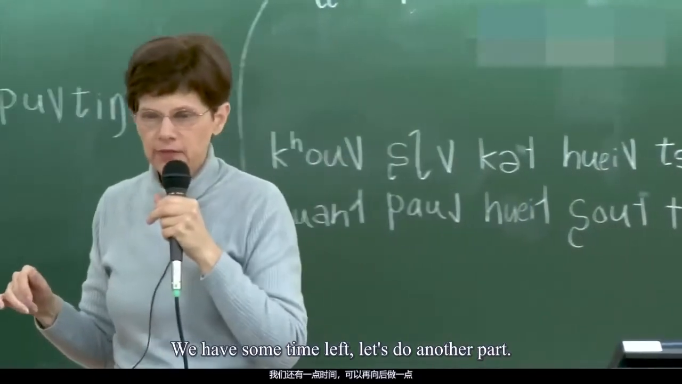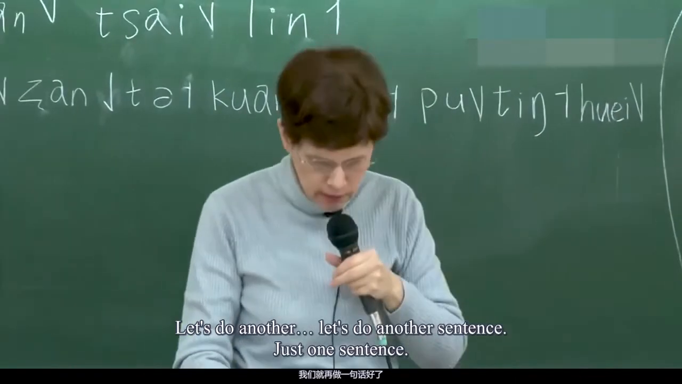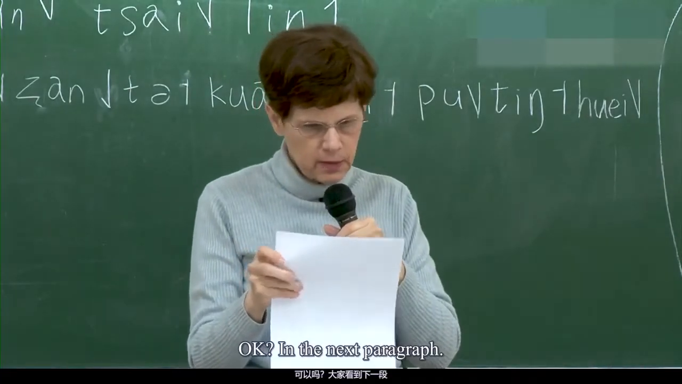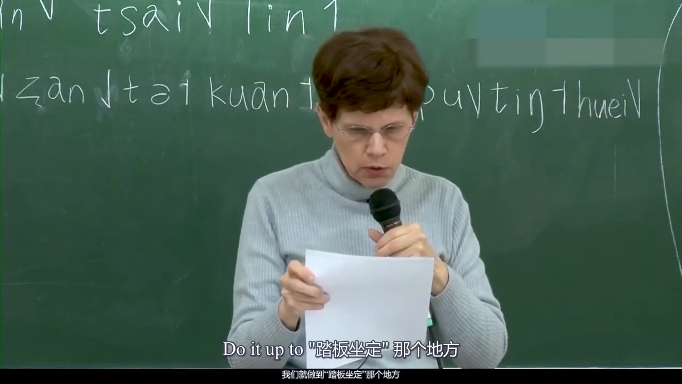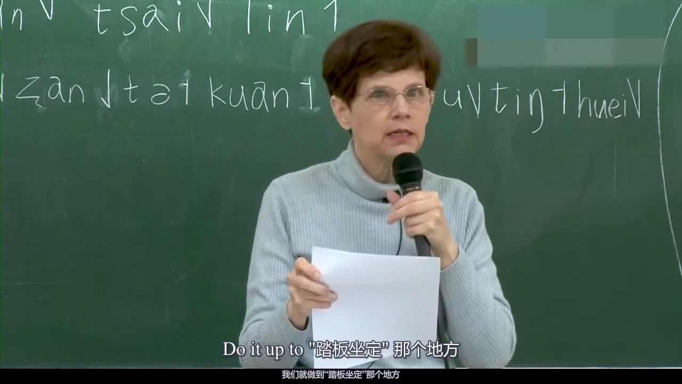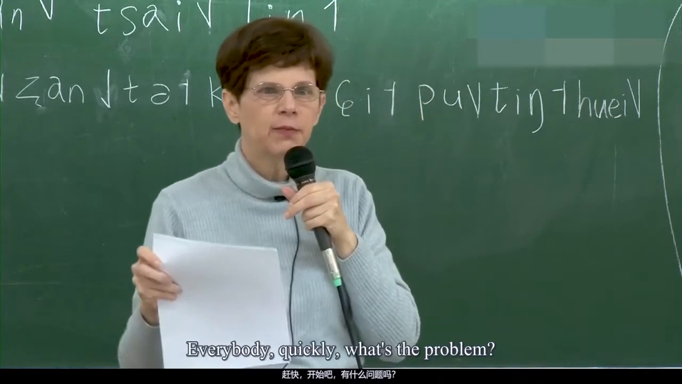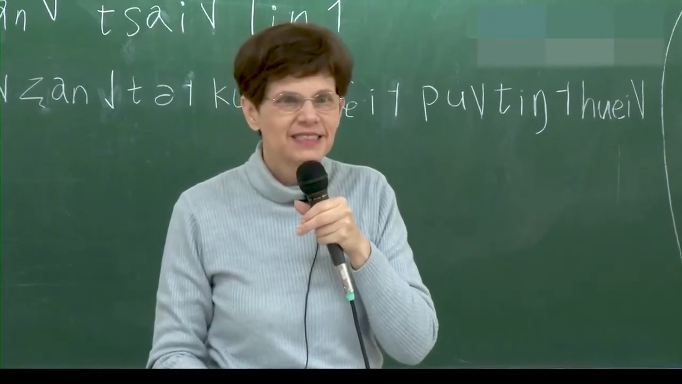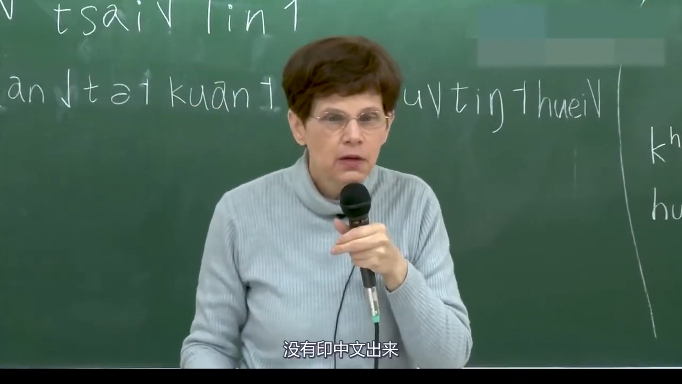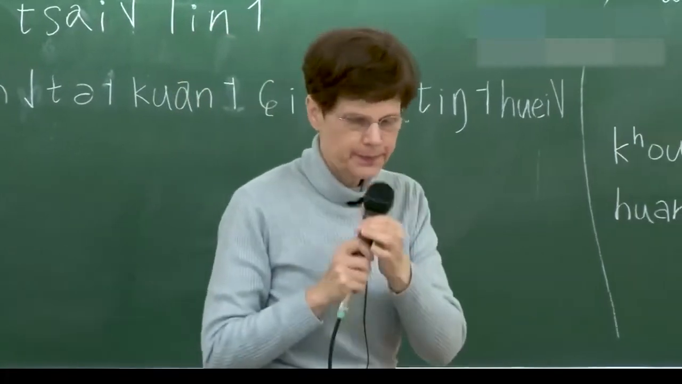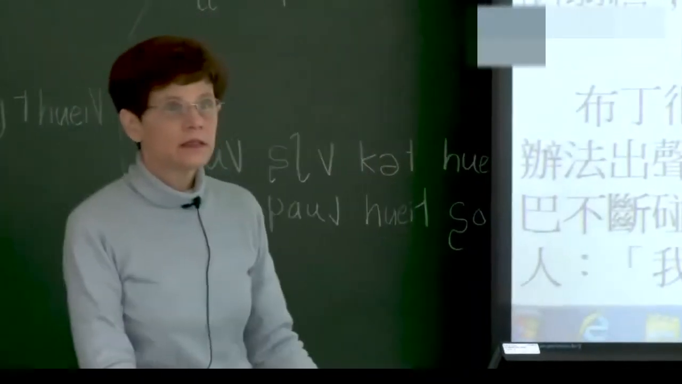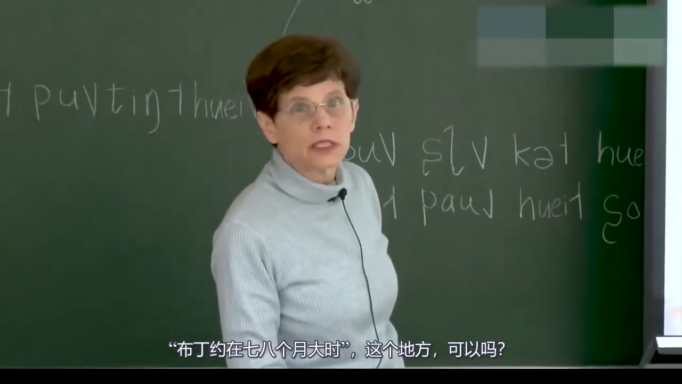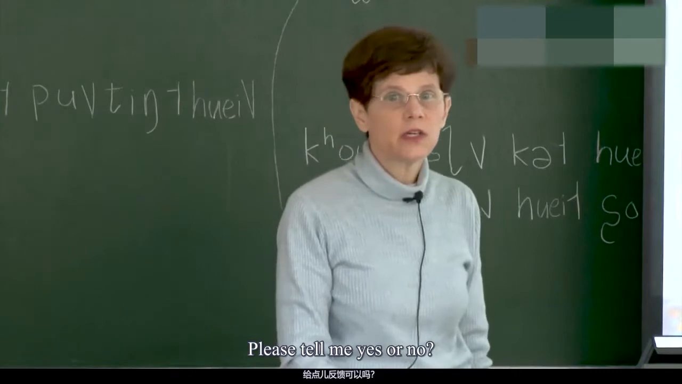We have some time left. Let's do another part. Let's do another sentence. Just one sentence. Okay? In the next paragraph, do it up to 踏板坐定那个地方. Do it now in class. Everybody quickly. What's the problem? Huh? 没有印中文出来. All right, I'll put it up. Okay? Is it okay? 布丁约在7、8个月大时这个地方可以吗? Please tell me yes or no.